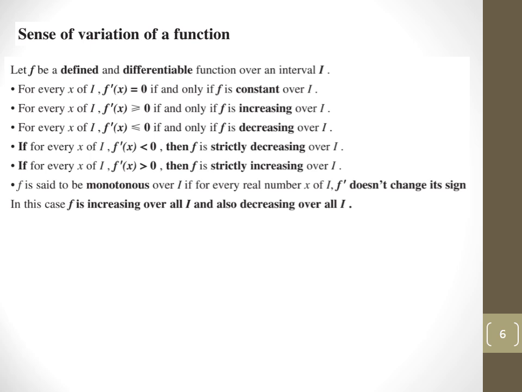So we say that f is said to be monotonous over I if f prime doesn't change its sign. In this case, f is increasing over all I or decreasing over all I. So it's not increasing then decreasing. If the derivative doesn't change its sign, it means the function is either increasing or decreasing all over the interval.